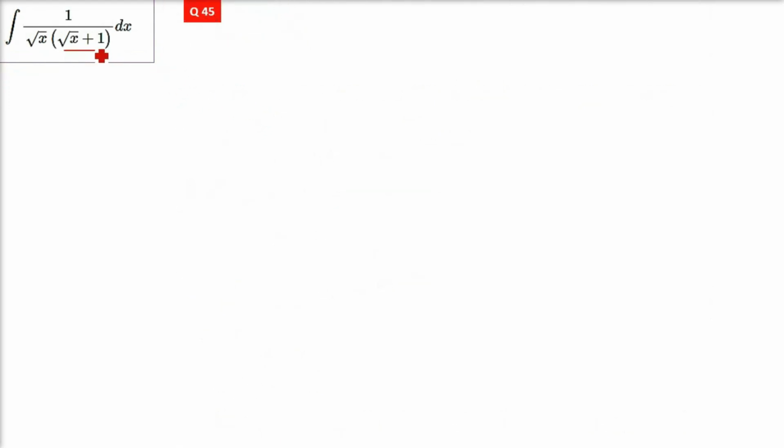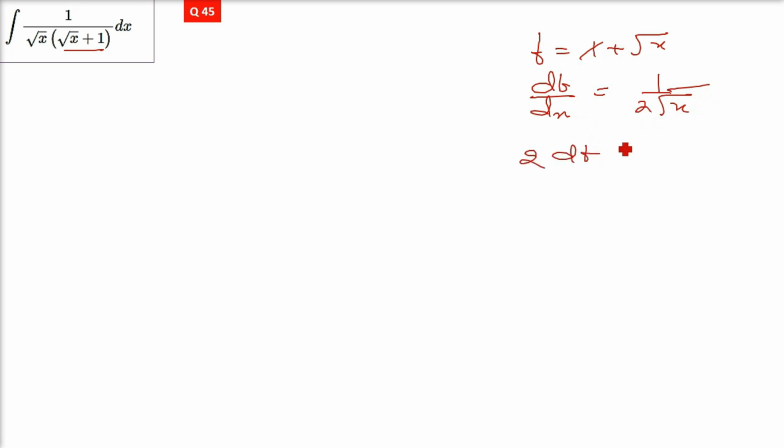Now 1 by under root x, 1 plus under root x. If you put t equals 1 plus under root x, you are going to get this 1 by under root x. See, dt by dx: 1 will be 0, and the differentiation of root x is 1 by twice under root x. How has it come? You know already, differentiation we have done a lot. So dt will be equal to dx by under root x.